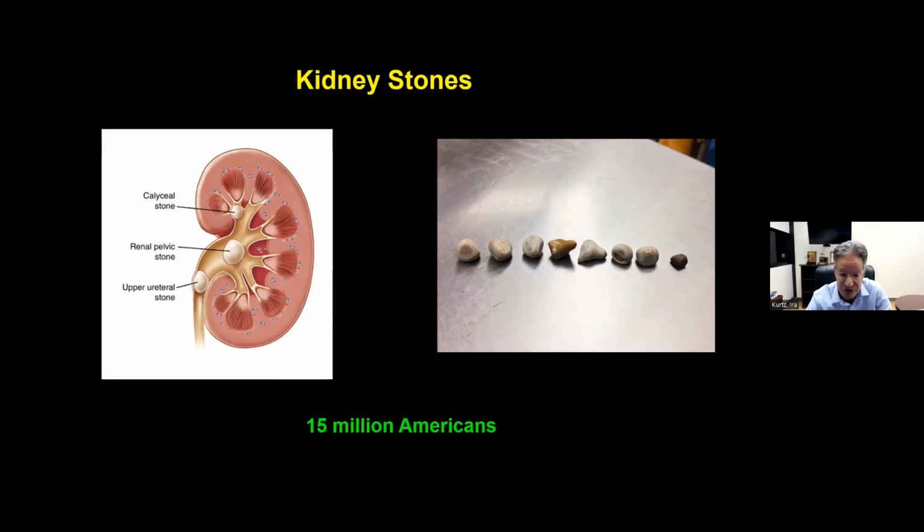Some people have recurrent stones. It's a very common problem. And this number, 15 million, it probably underrepresents the number because a lot of people might get stones. The stone can come out. They don't even know they peed out a stone. And so we'll never know about it. We only know about it when it causes a problem.